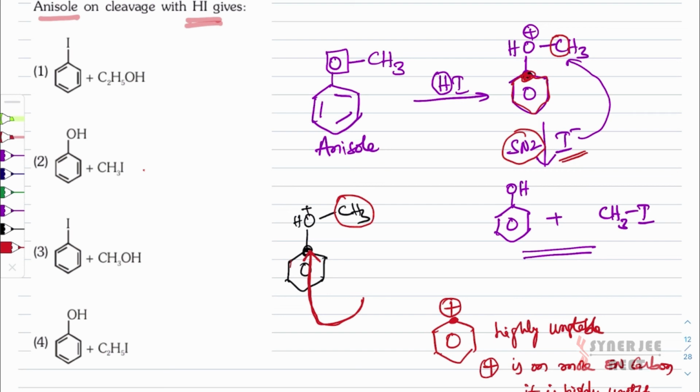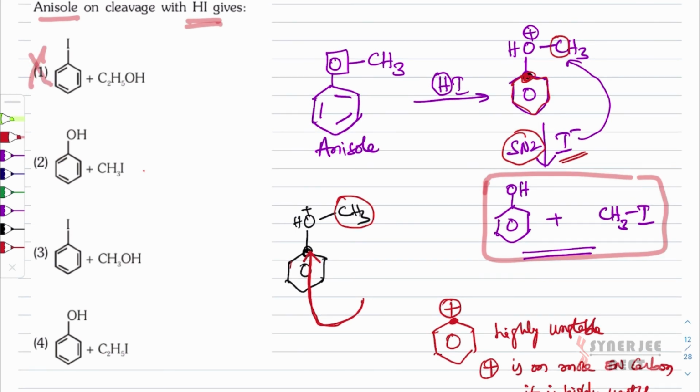So if you see the options, what is the right option for this? So we want these products, methyl iodide and phenol. So where is that? This is iodide. Iodine is attached to ring. So this is not our answer. Now here phenol is there and methyl iodide is there. So this should be the right answer.